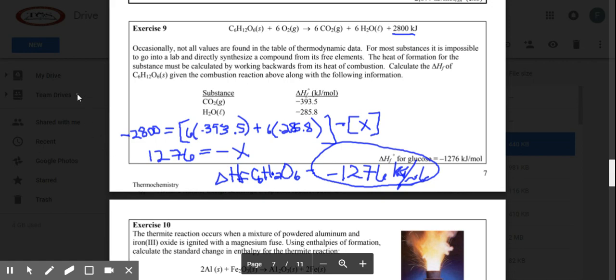So I hope this helps you with delta H of formation, knowing what to plug in for that. When I'm working with delta H of formation, I'm going to use Hess's law, which is the sum of my products minus the sum of my reactants. You could have to solve for the overall delta H of the reaction. You could also have to solve for the delta H of formation of one of those.